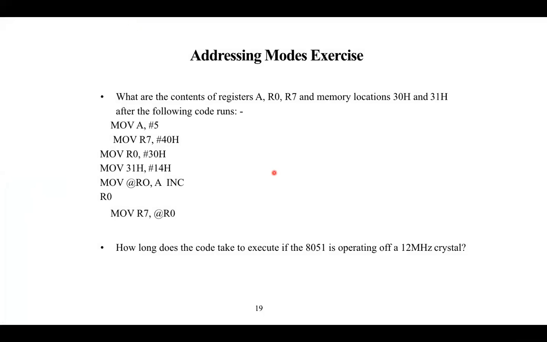So MOV A, #5 indicates A is equal to 5. Then MOV R7, #40H, therefore R7 is equal to 40H. Then MOV R0, #30H means R0 is equal to 30H. Then MOV 31H, #40H. Then MOV @R0, A, then increment R0, then MOV R7, @R0. Therefore, whatever the value of R0, it will be treated as an address and its content will be moved to R7.